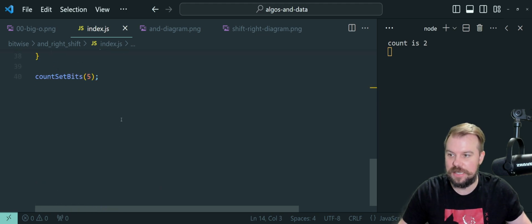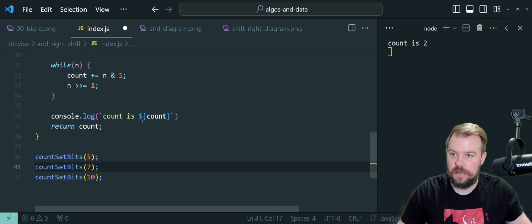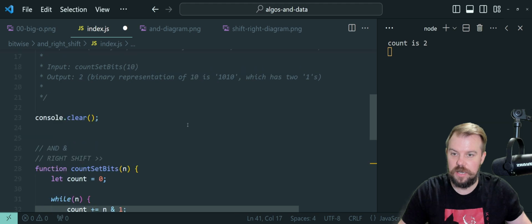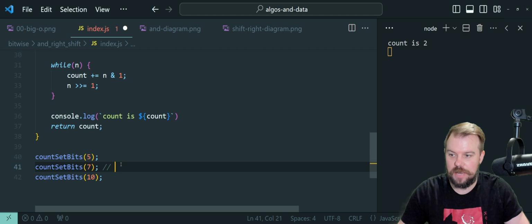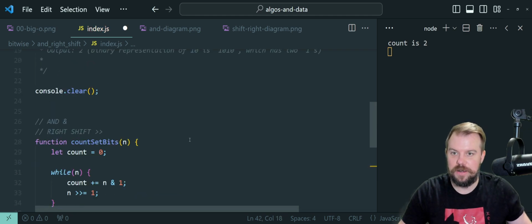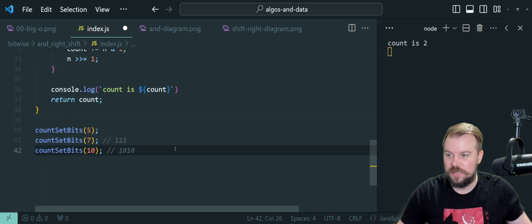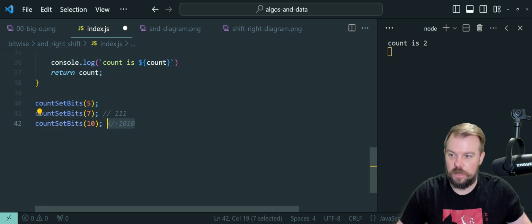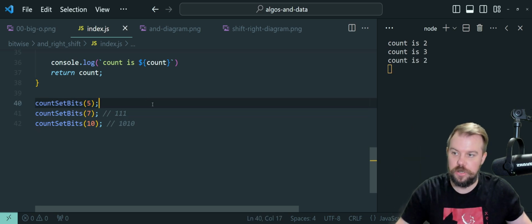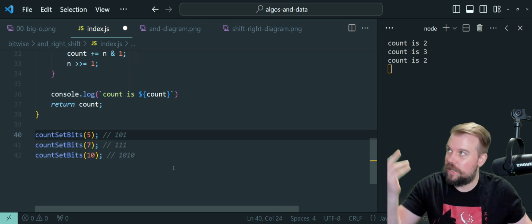Let's do a 7 and a 10 now. So 7 is 111, meaning we expect a count of 3. Remember, the binary of 7 is 111, and the binary of 10 is 1010. So we expect to see a count of 3 for the 7, and then a count of 2 for the 10, and we get 2, 3, 2, right? And that is exactly what we expect to see, and that's what we get.